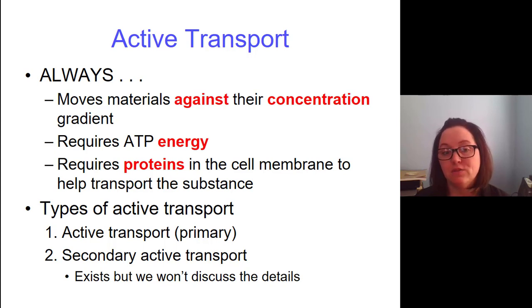There are two types of active transport. The first type is called active transport. I know that sounds stupid, but I don't get to name things in this class. The second type is called secondary active transport. What makes this easy is that we're not really going to talk about secondary active transport in our class. So we're just going to talk about active transport.